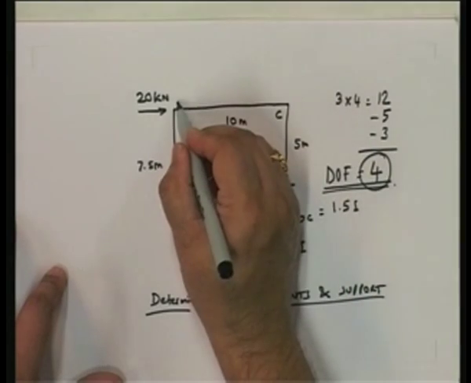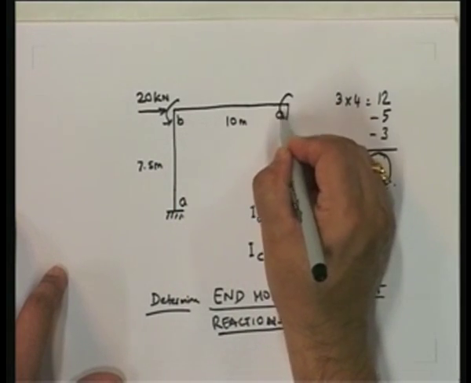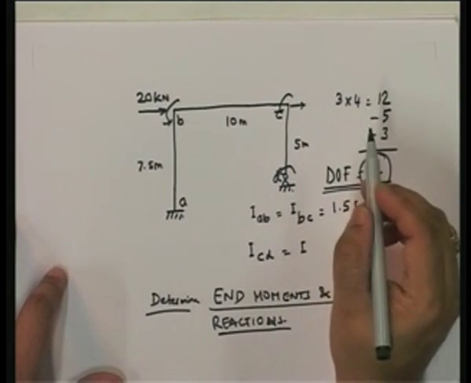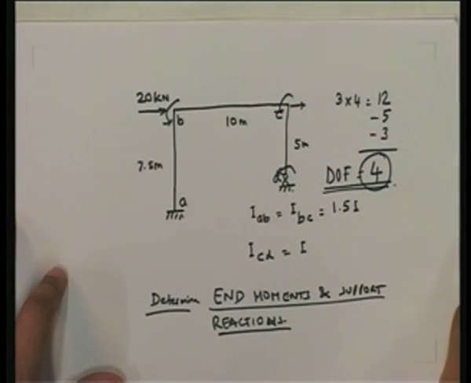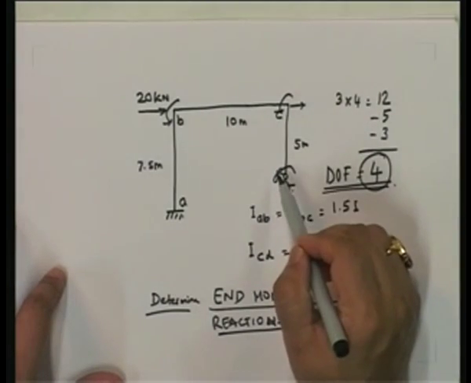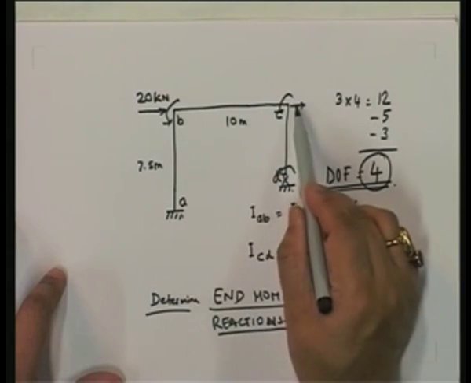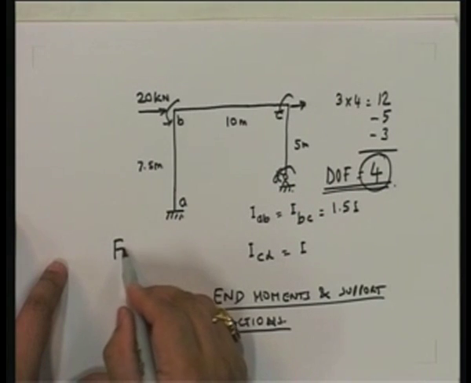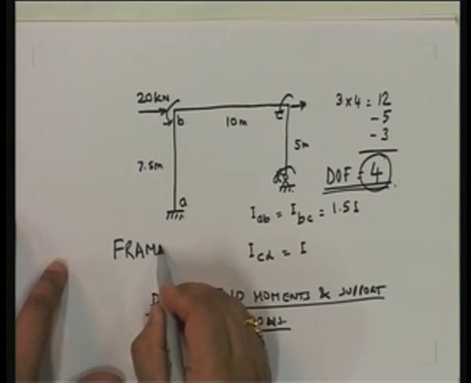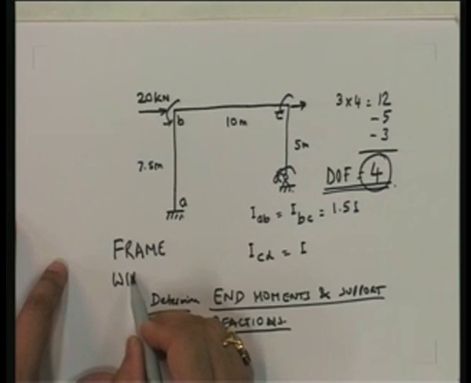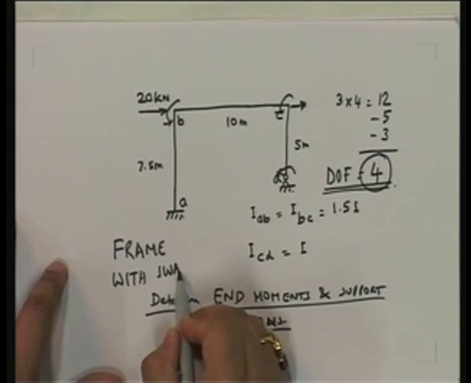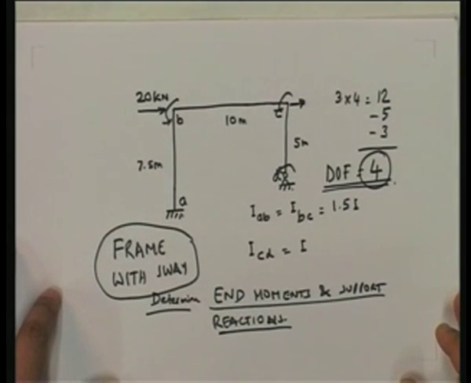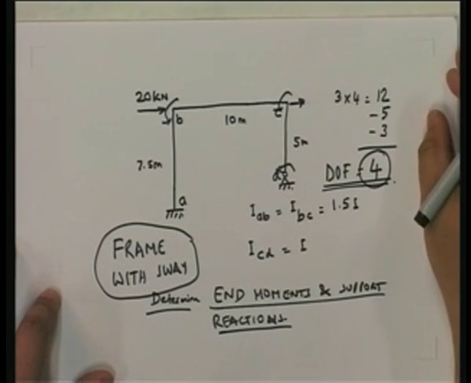What are the 4 degrees of freedom? 1, 2, 3, 4. So note that in this particular case, there are 3 rotational degrees of freedom and 1 translation, and therefore this is a frame with sway. Okay, so let us start.